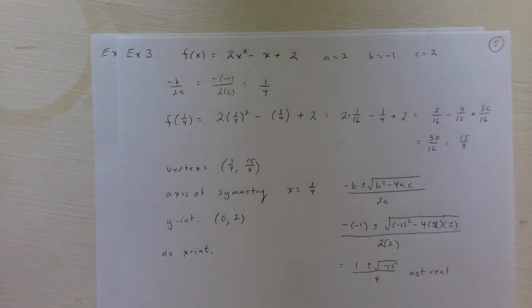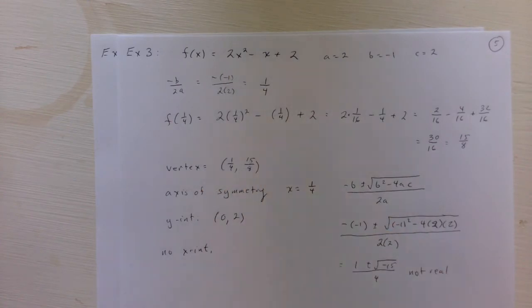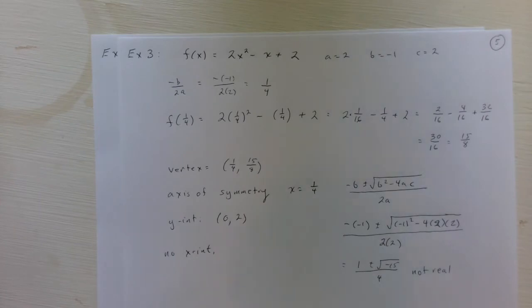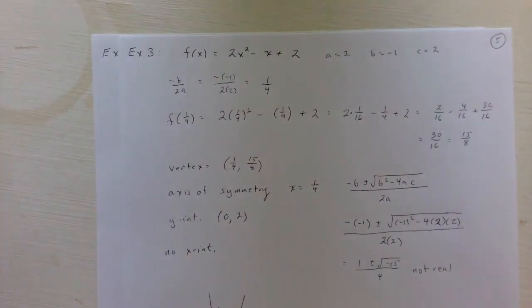And we can sort of see that already just by knowing that here we have our vertex, and the graph opens up because a is positive. So if we were to graph this, here's our vertex, and the parabola is opening up because the coordinates are 1/4 and 15/8. This is clearly above the x-axis, so there are no x-intercepts.